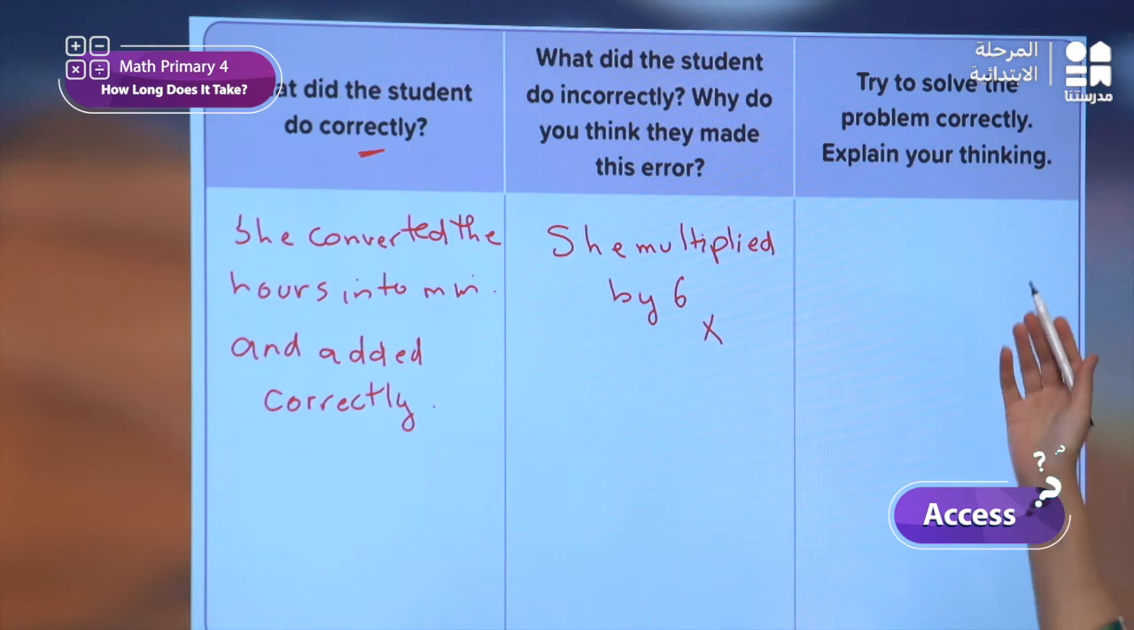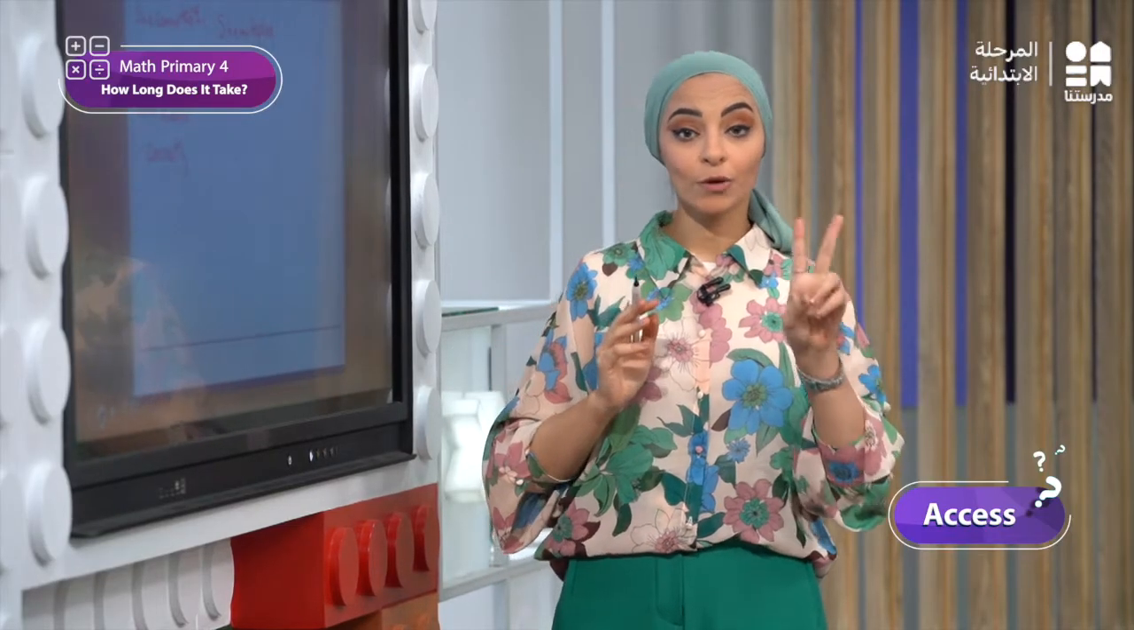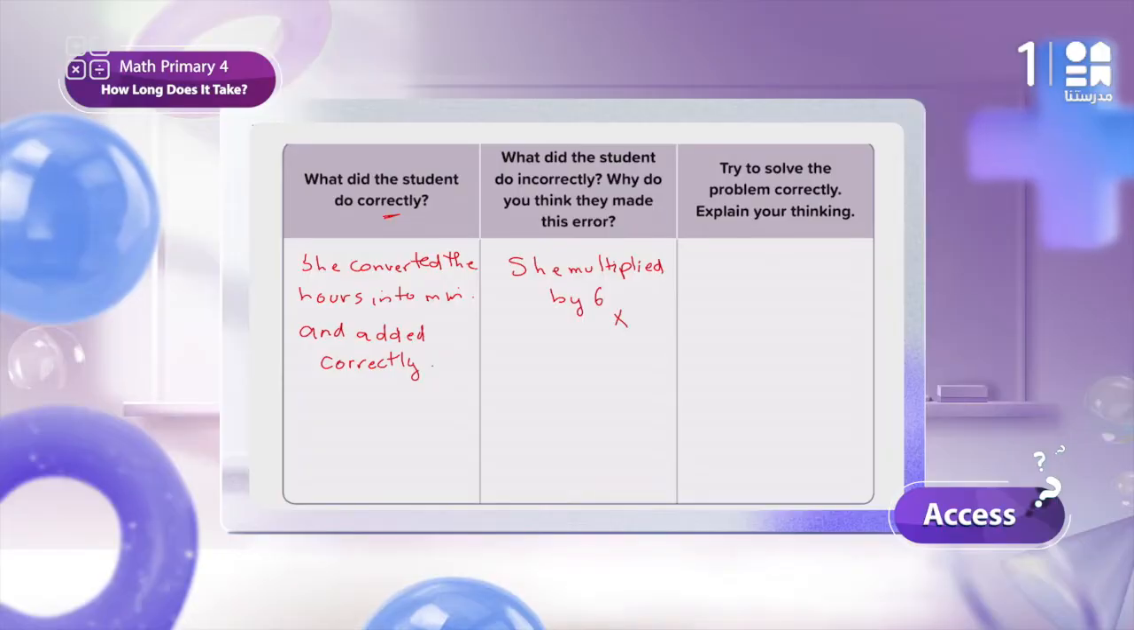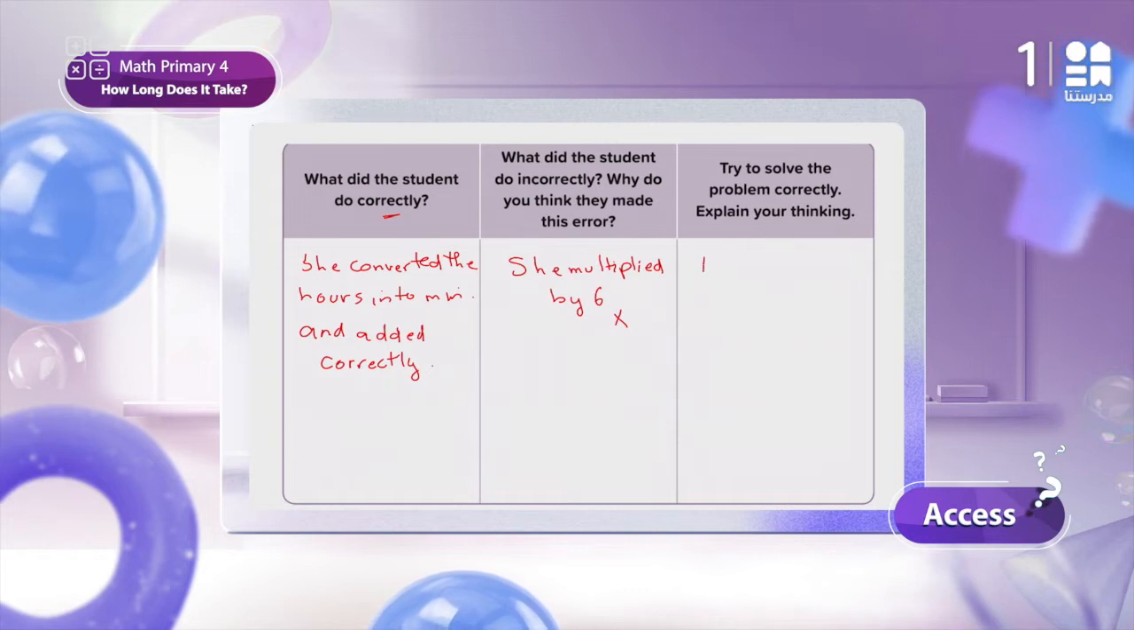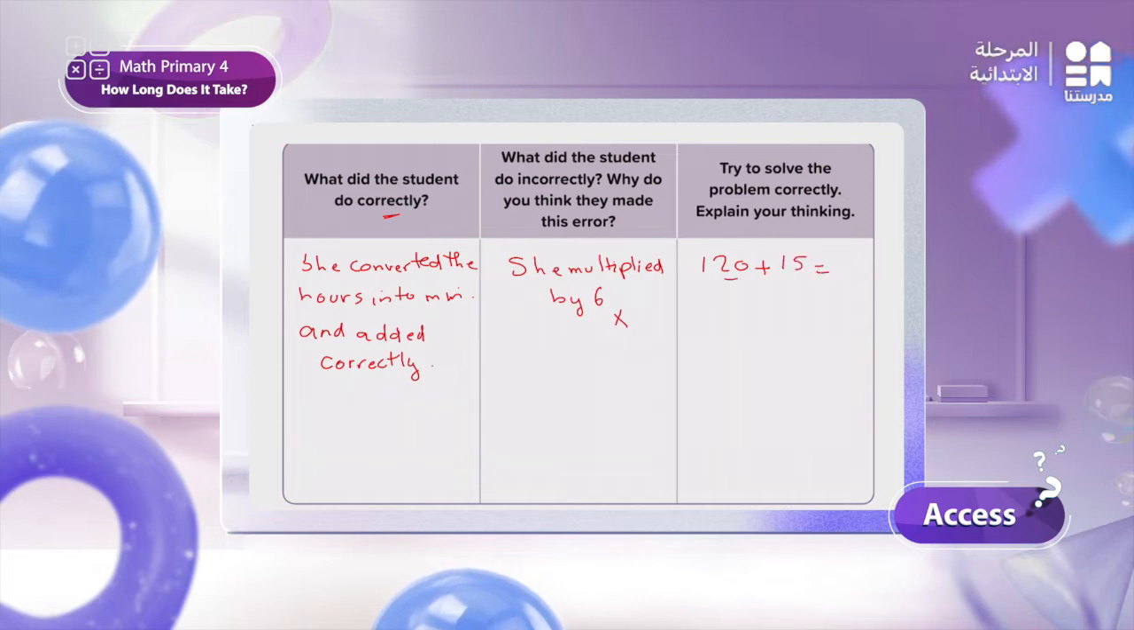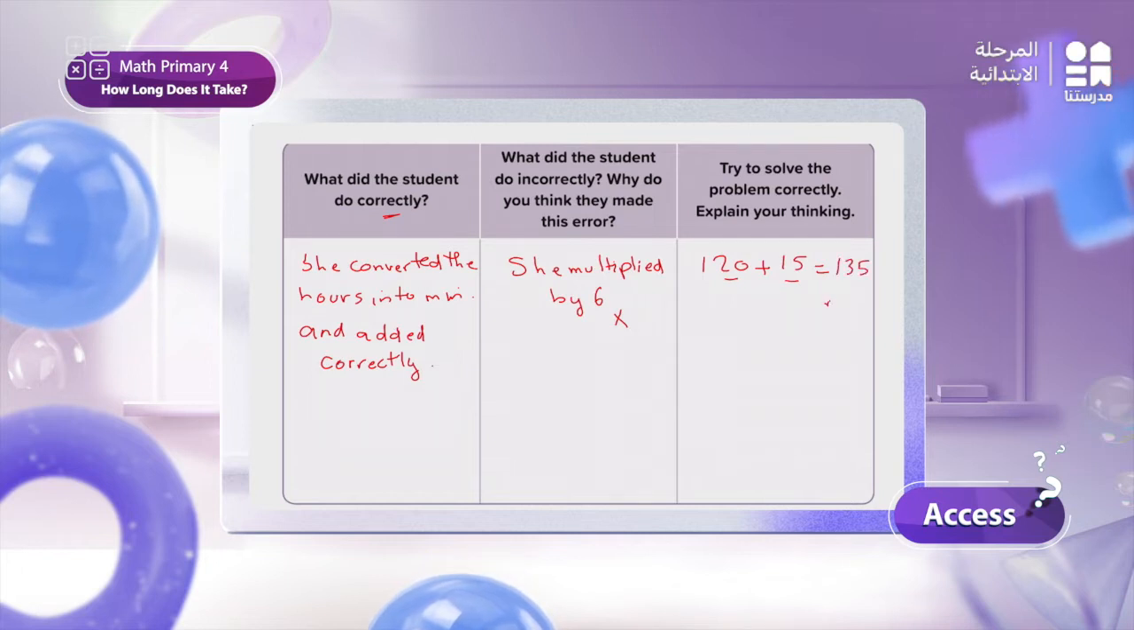As you see here, what is the question? The question was 2 hours and 15 minutes. So I will do 2 times 60, which is 120, like you see here. So 2 times 60 is 120, plus my minutes, which are 15 minutes. So 120 minutes plus 15 minutes equals 135 minutes, and this is the correct answer.